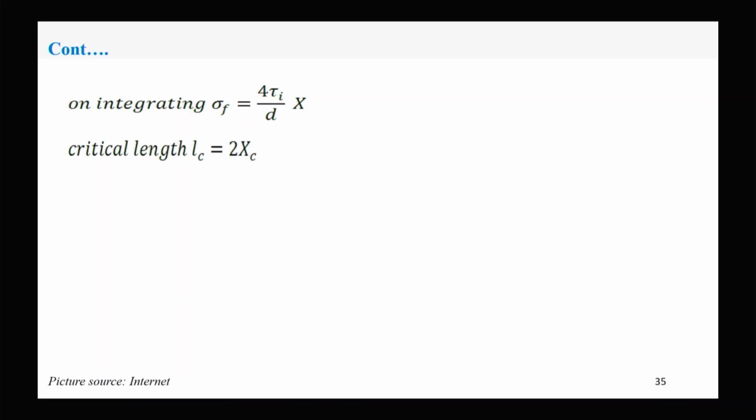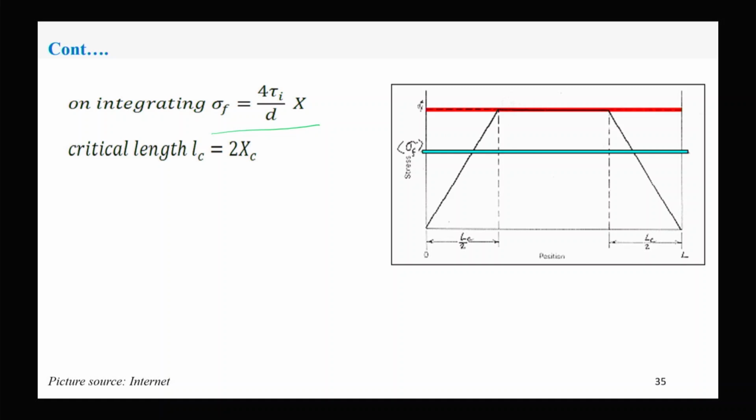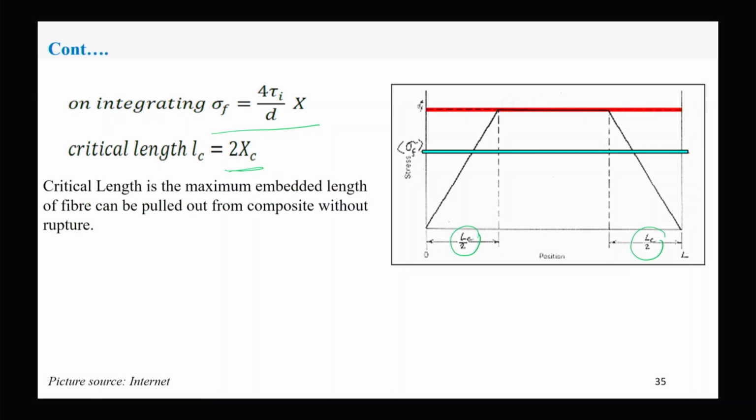So here we can calculate, and on integration we will get, so this is the derivation. And if we see here, from both sides of the fiber, this is the critical length by 2, critical length by 2, so total critical length will be equal to 2xc. Okay. So critical length is the maximum embedded length of fiber that can be pulled out from the composite without rupture, that we have already discussed.